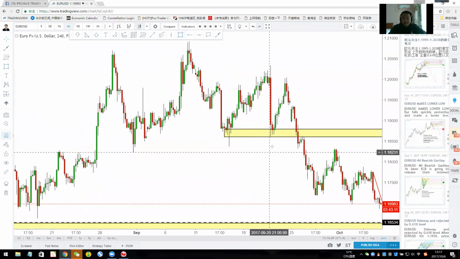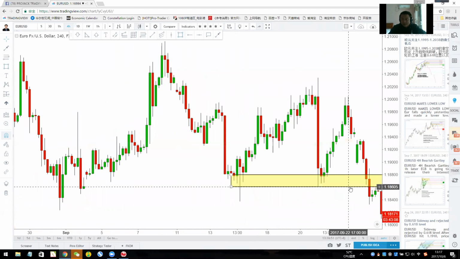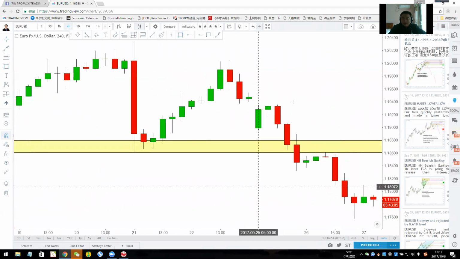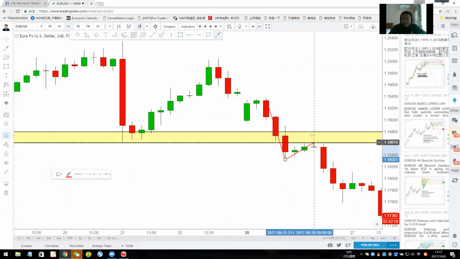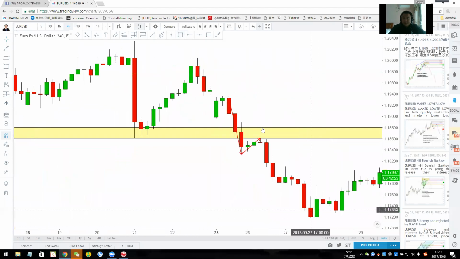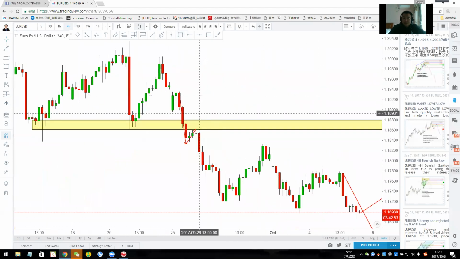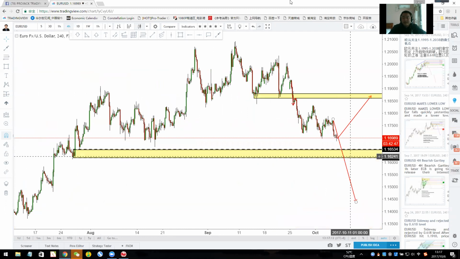I remember last time I said that if the euro pulls back to 1.1860, you should short, right? And you can see that this is a perfect pullback to the structure and short. If you took this trade, it's so good. It worked so well. So we have three scenarios for today. I think it may go down first.